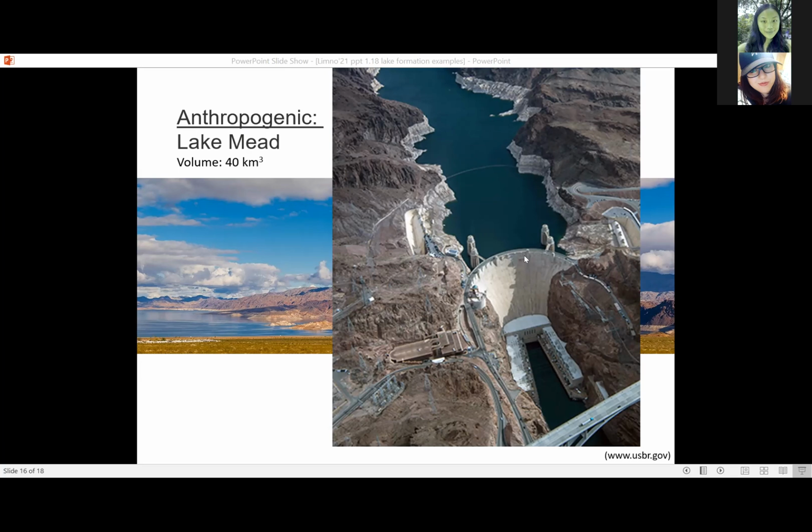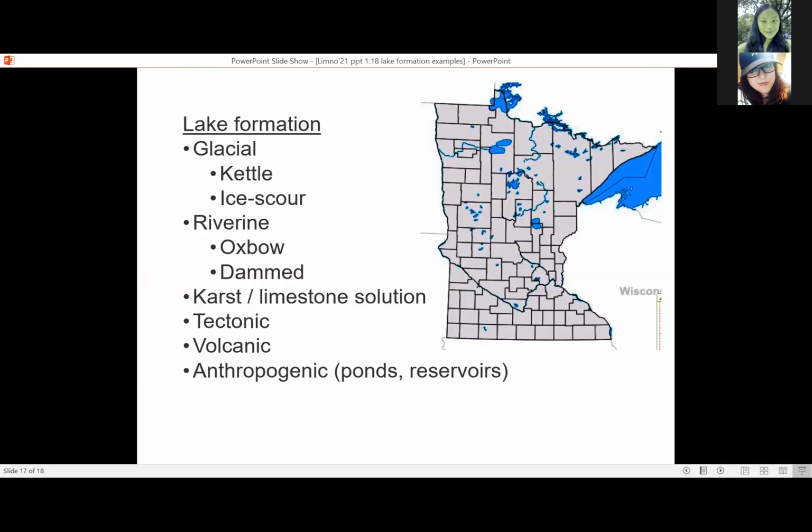And the electricity generated by this dam created Las Vegas, the home of the neon light. Anyways, pretty impressive. But it's a reservoir. It's a man-made dam. And I think that's my last example. No, and then I got the summary here.